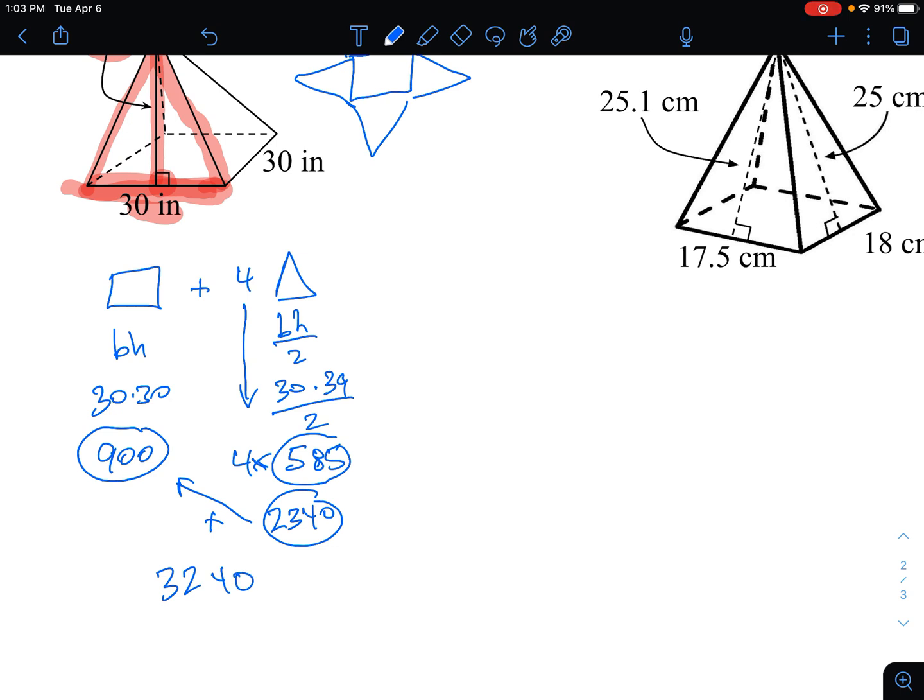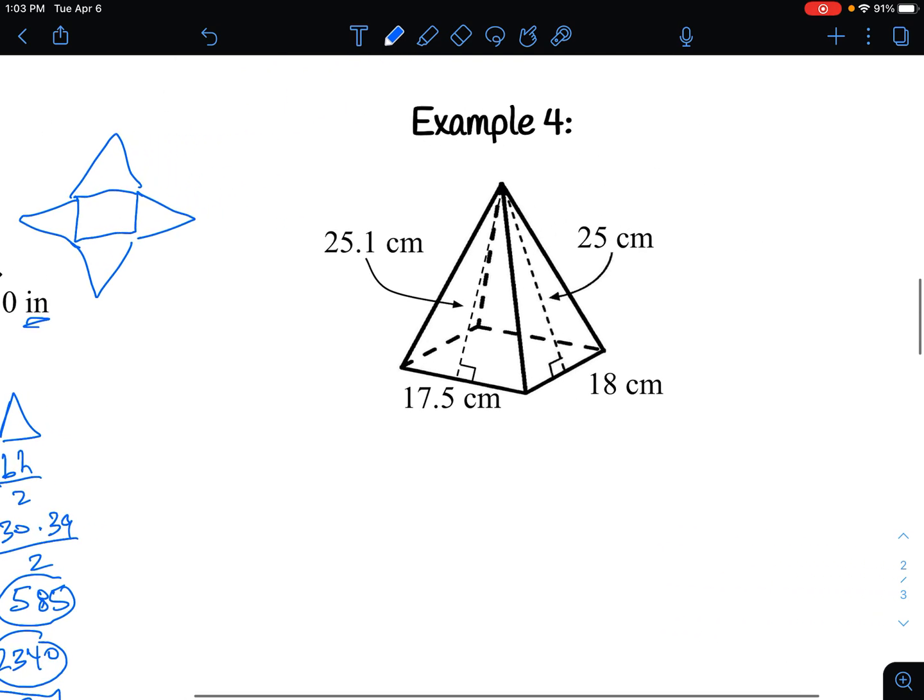That's not complete because we need to put in the units. It's inches and it is surface area, which is in squares. Let's take a look at the next one.